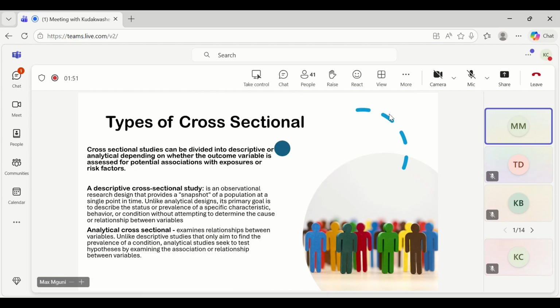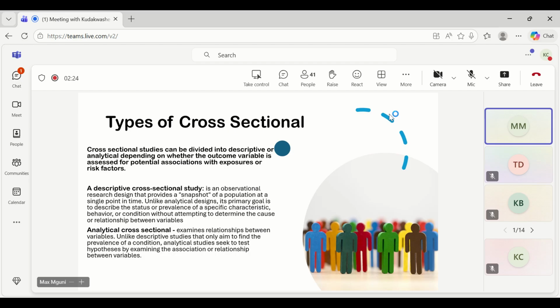Okay. Types of cross-sectional. So there are different types of cross-sectional. Cross-sectional studies can be divided into descriptive or analytical, depending on whether the outcome variable is assessed for potential associations with exposure or risk factors. So if we look at the descriptive cross-sectional study, it is an observational research design that provides a snapshot of a population at a single point in time. Unlike analytical designs, its primary goal is to describe the status or prevalence of a specific characteristic.